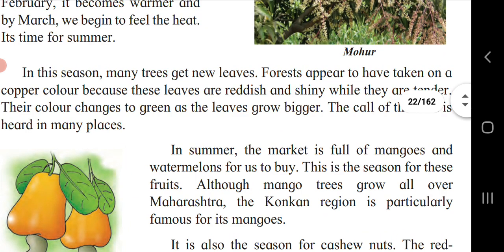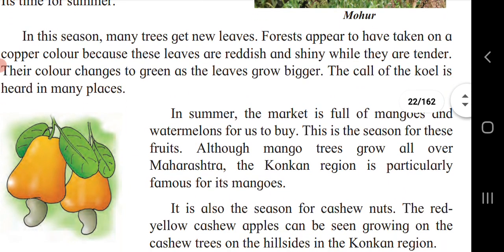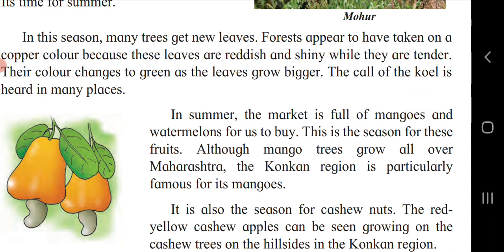In this season, many trees get new leaves. Forests appear to have taken on a copper color because these leaves are reddish and shiny. While they are tender, their color changes to green as the leaves grow bigger. The call of the koel is heard in many places. As I told you, in summer season we hear the chirping of the birds. Also, new leaves start growing on the trees, and they look reddish and shiny.